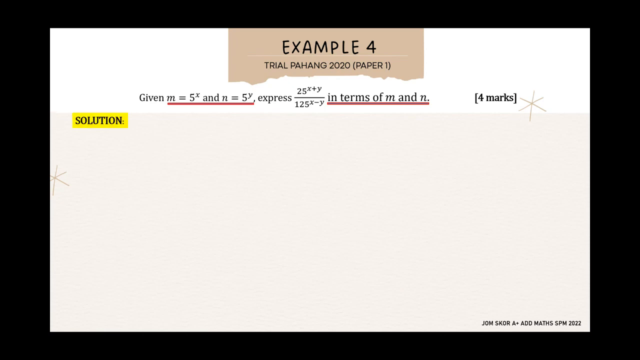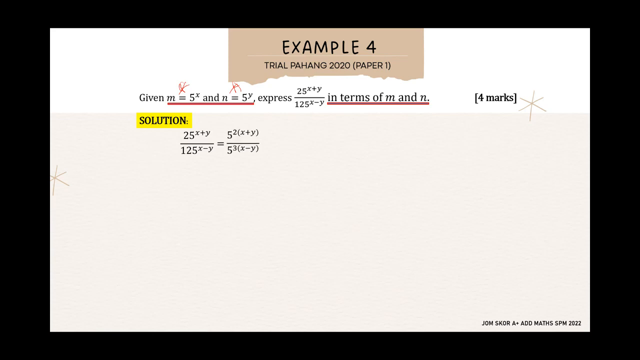Tengok pada solution. So ini adalah expression yang diberi. Bila kita tengok nilai base adalah berbeza. Betul? 25 and 125. Bila nilai base yang berbeza, kita perlu buat apa? Nak gunakan law of indices, base kena sama. Jadi kita samakan dulu. 25, macam mana nak dapat 25? Nak gunakan base 5 ni sebab information yang diberi adalah in base 5. Jadi kita tukarkan kepada base 5.